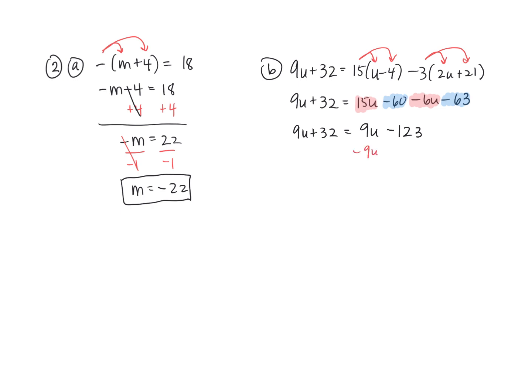We want to move the u's to the left, so we'll subtract 9u from both sides. All the u's cancel out, so we're left with 32 equals negative 123. This is a false statement. If you get a false statement, there is no solution. So I'm looking for you to write no solution on this one.